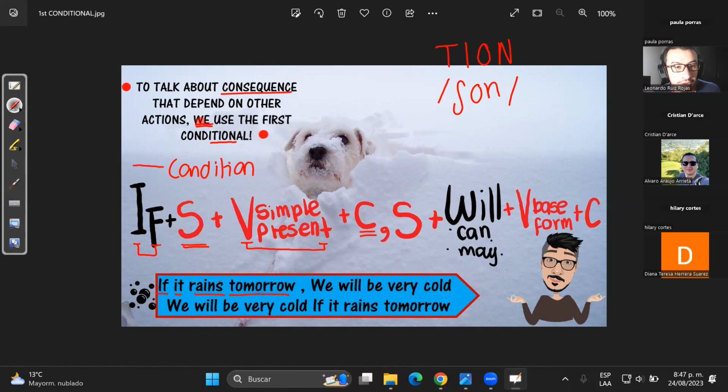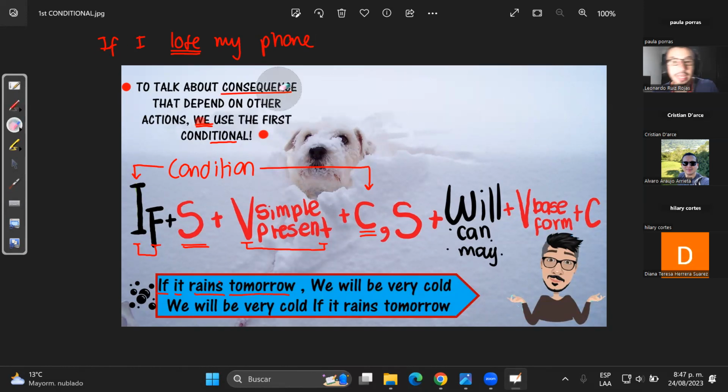The part with if, the condition, is going to have this structure: if, the subject, present simple, and then the complement. If it rains tomorrow. Or, for example, the one that we saw, if I lose my phone. That is the condition. Then we have a comma. After the comma, we are going to include the consequence of that possible condition.